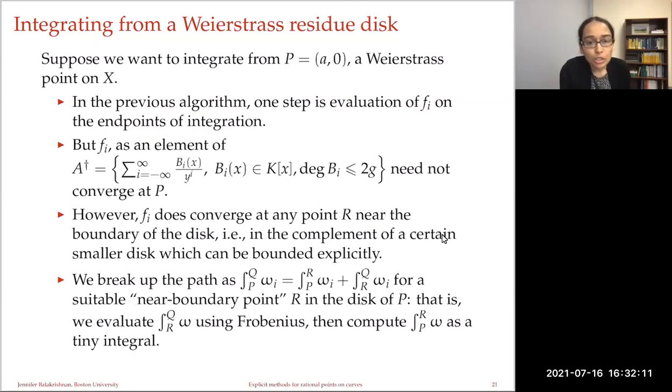So what we do is, if we want to integrate from a Weierstrass endpoint P to some other point, we find a point near the boundary of the Weierstrass residue disk, so some point R, and then the integral from P to R, that's happening within the Weierstrass residue disk, so that's just a tiny integral that you compute, and then by overconvergence, you're able to compute the remaining integral, the integral from R to Q. And this requires now working over some extension of the p-adics, but this is doable, at least in the cases that we've tried for hyperelliptic curves, and reasonably practical, it seems.